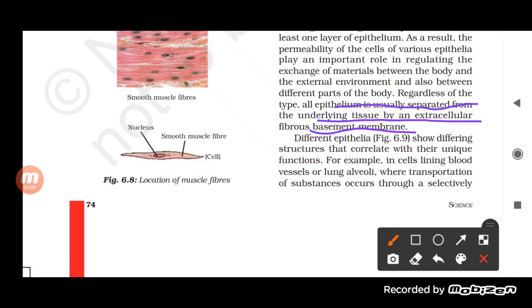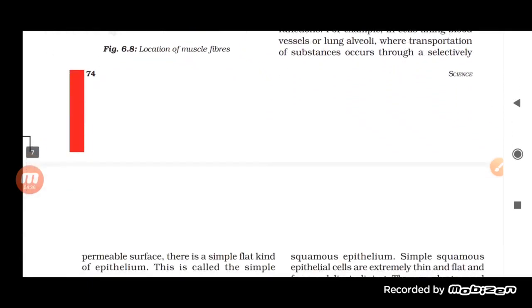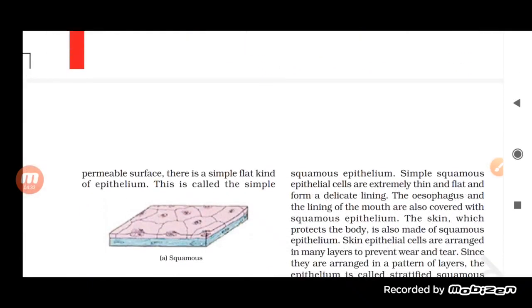Now, if we talk about the different kinds of epithelia, different structures correlate with unique functions. For example, take a cell lining a blood vessel or lung alveoli. The epithelial tissue present here helps in the exchange of material and is also responsible for transportation. The lining of the blood vessels must have a permeable surface so that simple diffusion can take place, and this will happen when a simple flat kind of epithelial tissue is present there.